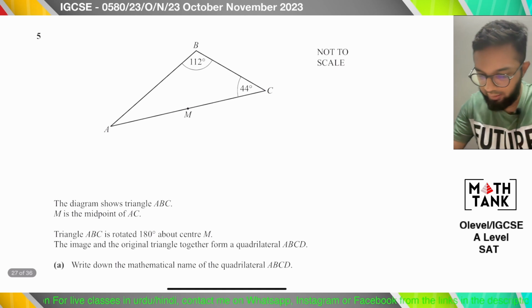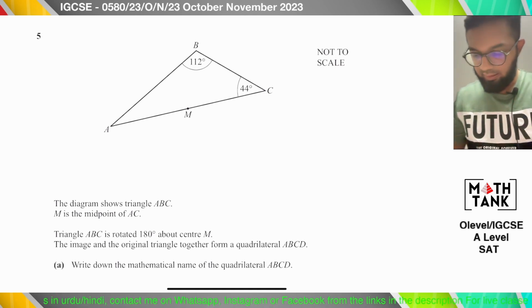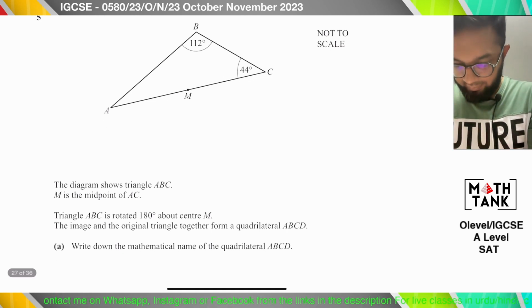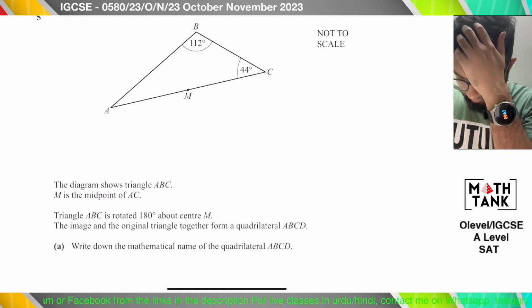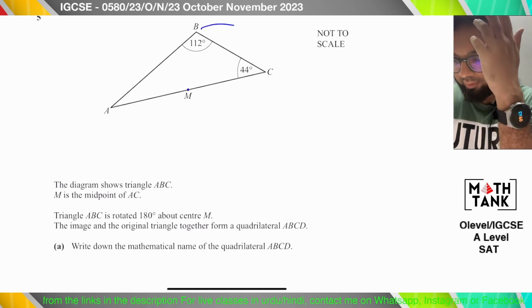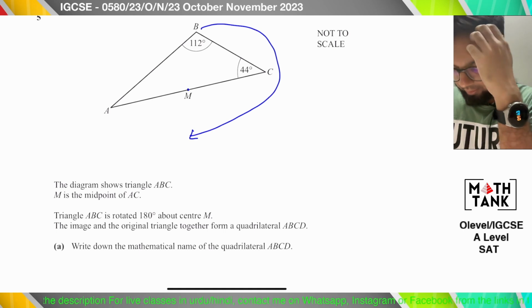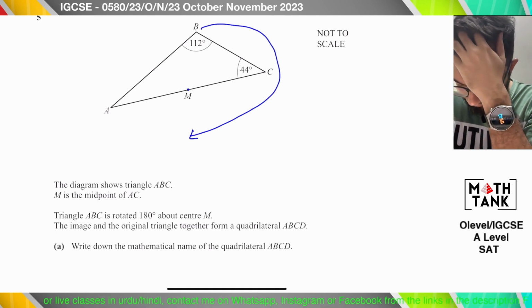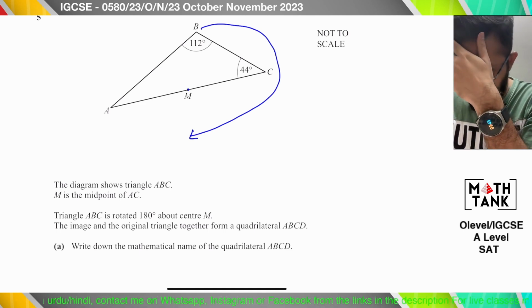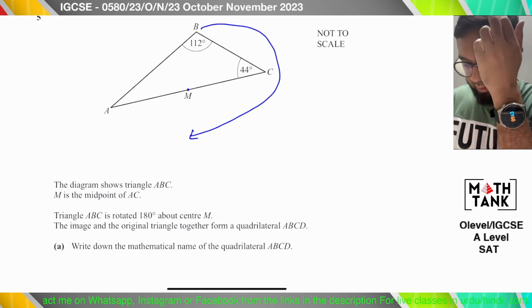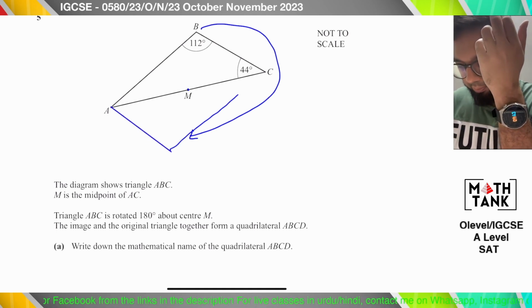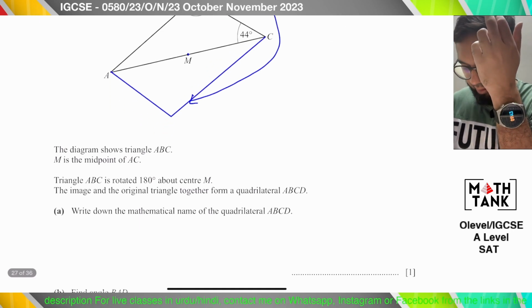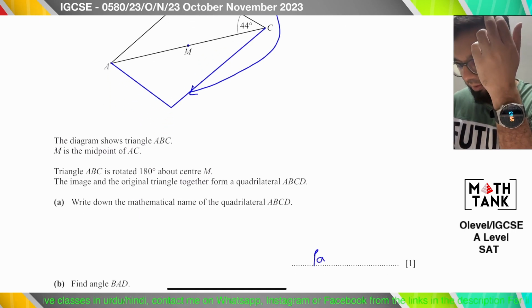The diagram shows the triangle ABC. M is the midpoint of AC. Triangle ABC is rotated 180 degrees about the center M. Okay, so this will come out somewhere here, 180 degrees on this side. The image and the original together form a quadrilateral ABCD. So it's going to look something like this then. What shape am I looking at? I need the mathematical name. It looks like a parallelogram, of course.